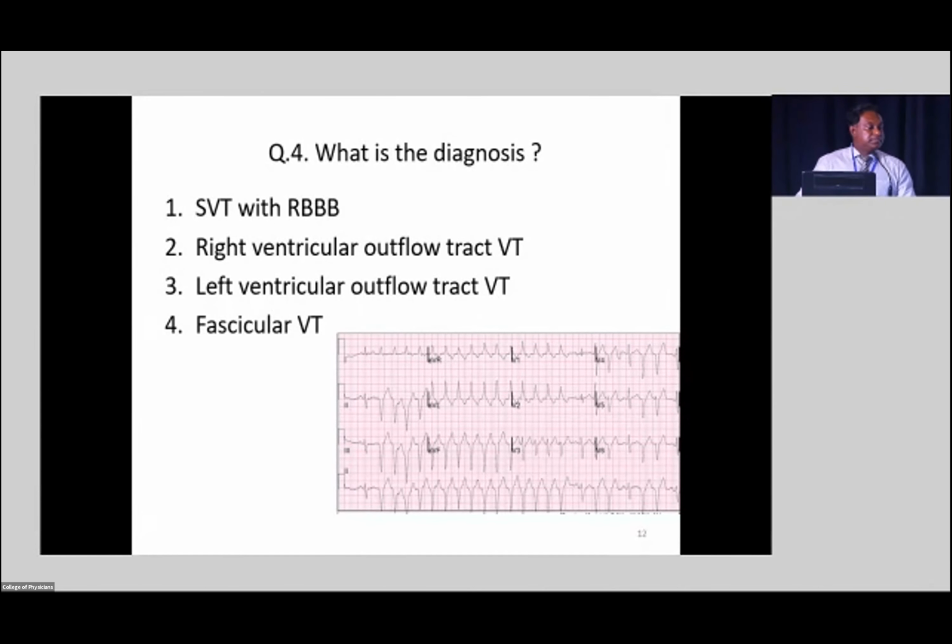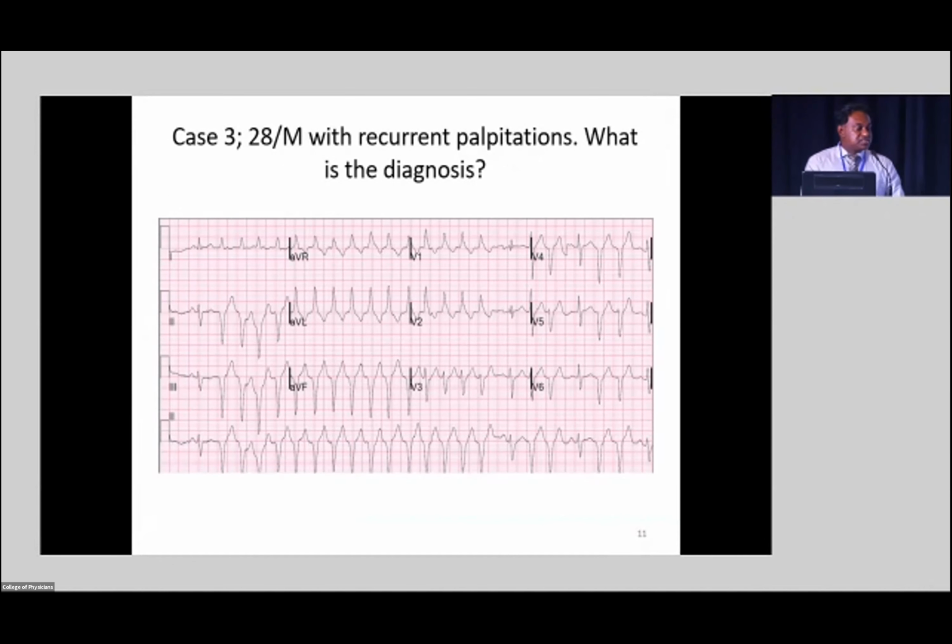Fairly split. A lot of them have chosen SVT with a right bundle branch block, and 30% have chosen fascicular VT. Let's have a look at that ECG. Something that must not be missed. I'm afraid I don't have a pointer. Can you see the first beat from the left? It is a sinus beat, a narrow complex beat.